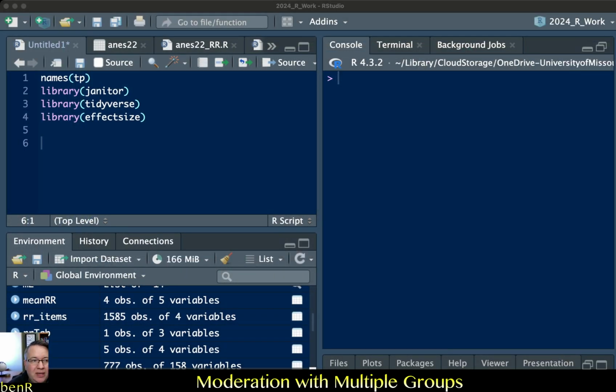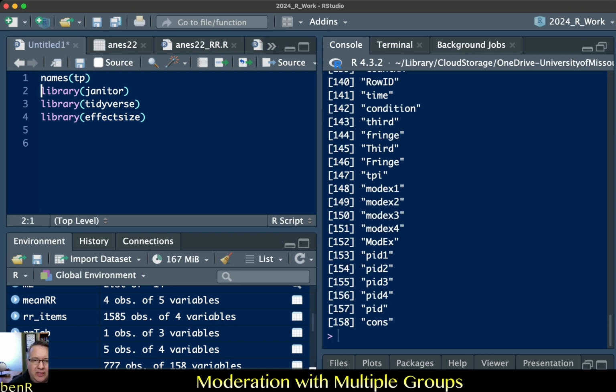So, in this video, we'll be using Janitor for its alternative table option, probably tidyverse for some stuff, and the effect size package, which will give us partial eta squared for the Factorial ANOVA we're going to do.